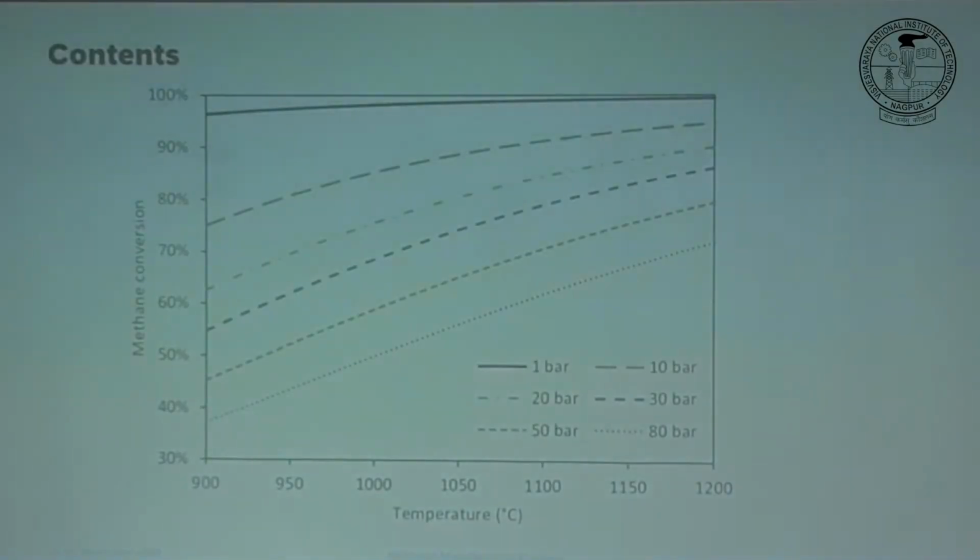Now the operating parameters. I will not go into detail on the equilibrium constant and all this, but just for the sake of simplicity, here you could see what we want is higher methane conversion, right? And you could see higher the temperature, higher is the conversion. And you will see also different graphs for different pressure. That means lower the pressure, higher is the conversion. That's the characteristic of the overall reaction.